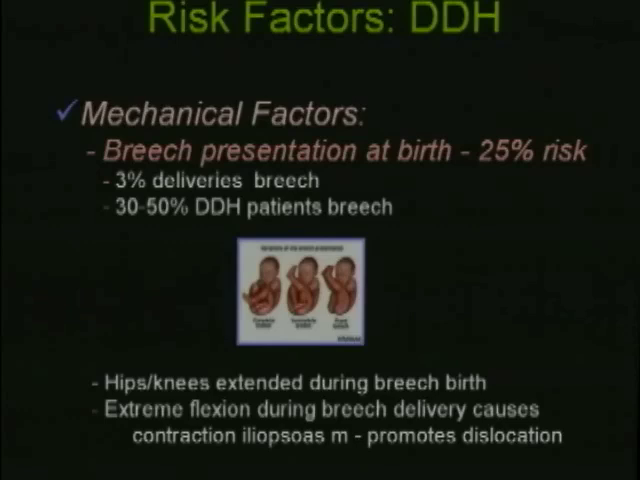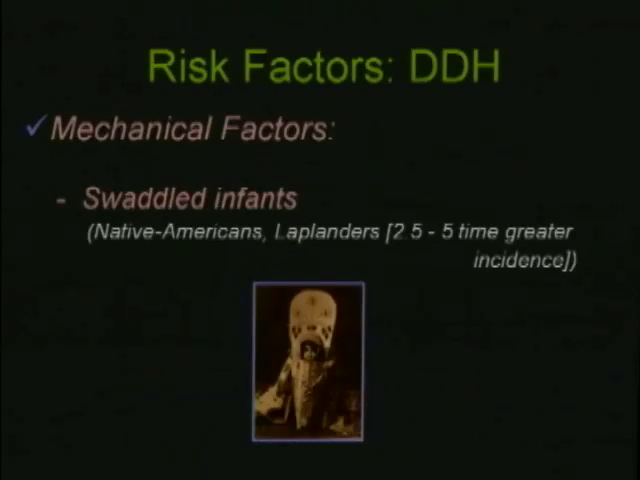The hips and the knees are quite extended during a breech birth, and the extreme flexion during the breech delivery causes contraction of the iliopsoas muscle, which promotes even further dislocation.